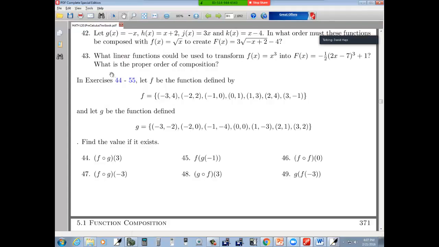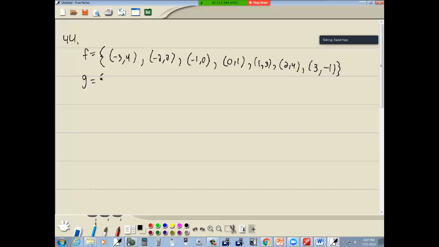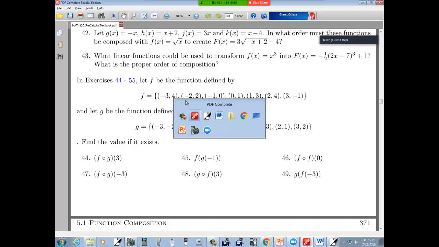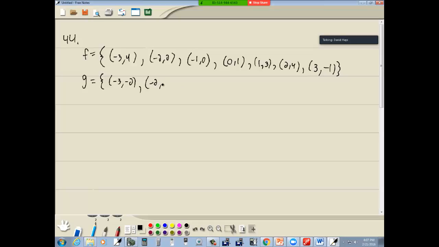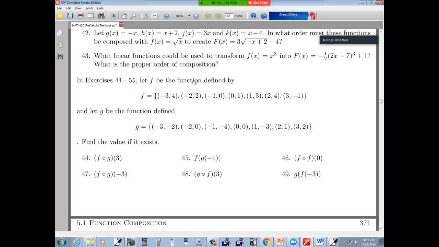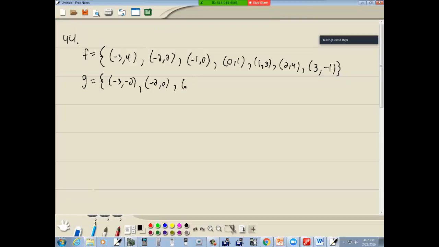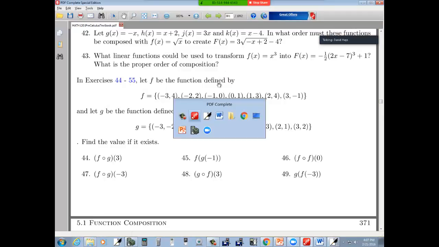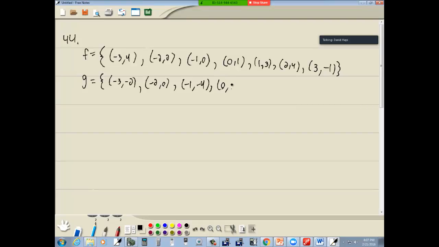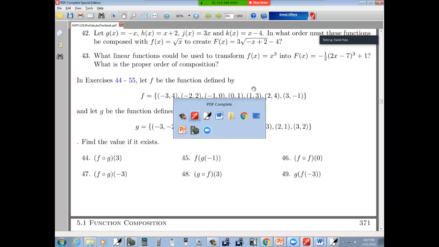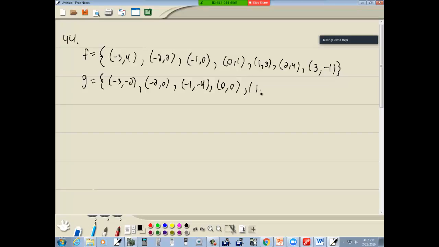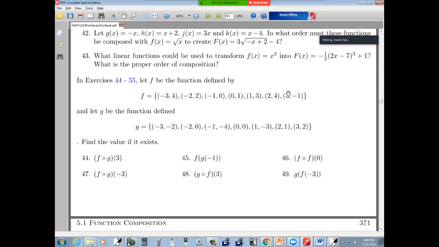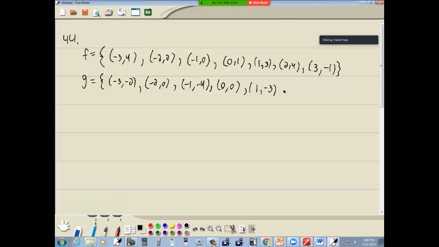And g: (-3, -2), (-2, 0), (-1, -4). I wouldn't write this down if it wasn't so important to understand the points. (0, 0), (1, -3), (2, 1), and (3, 2).